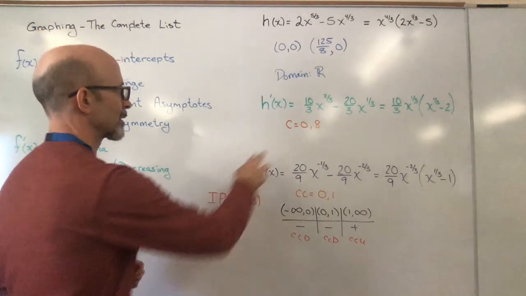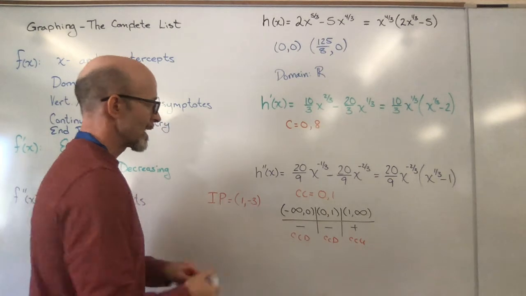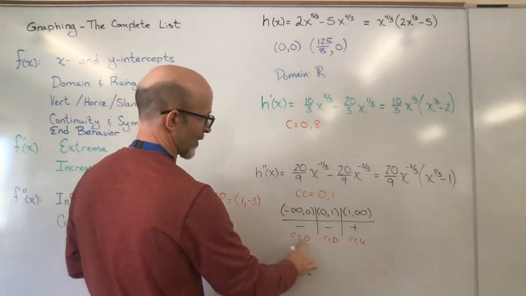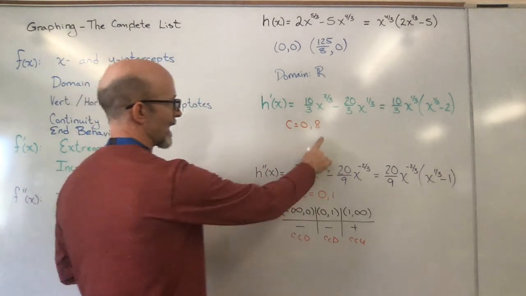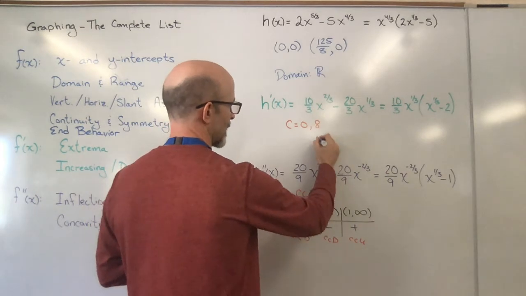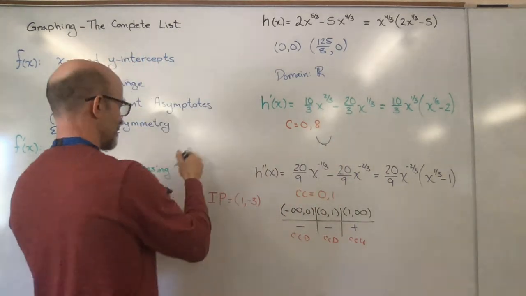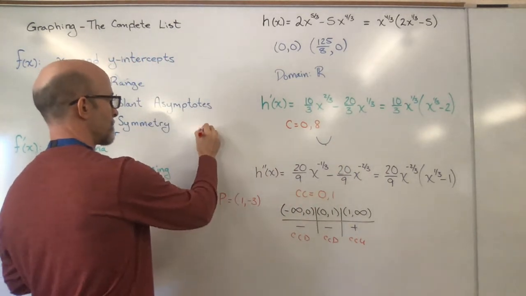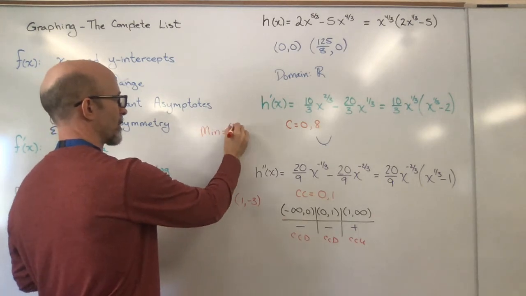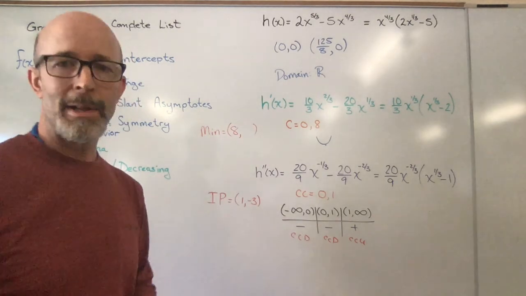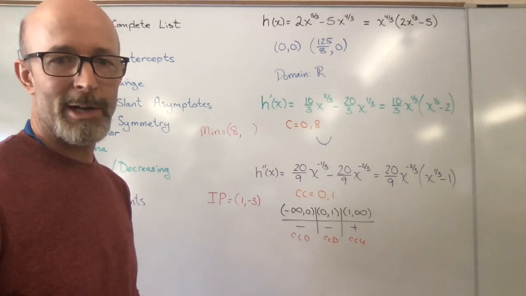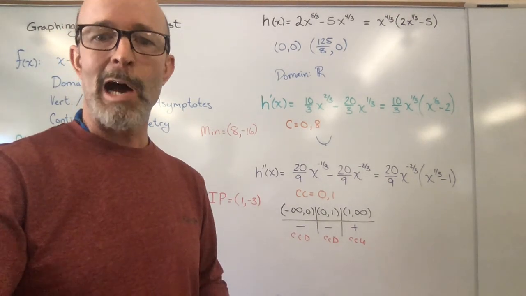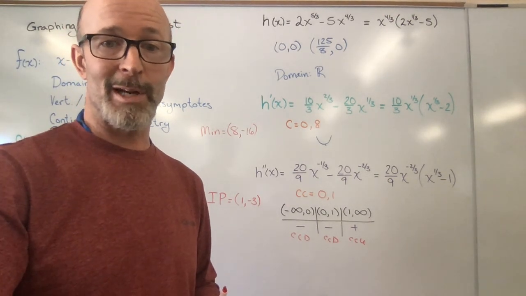I also want to take a look at these critical values. I have a critical value here at 0. Well, that doesn't tell me anything. At 8, I know it's concave up, meaning 8 must be one of those minimum values. Plug that into the original function to get the y-coordinate. I'll break this down a little bit more and finish it up in the next video.